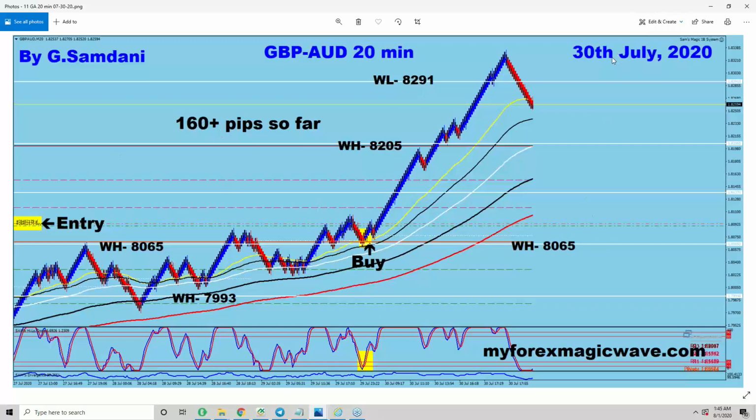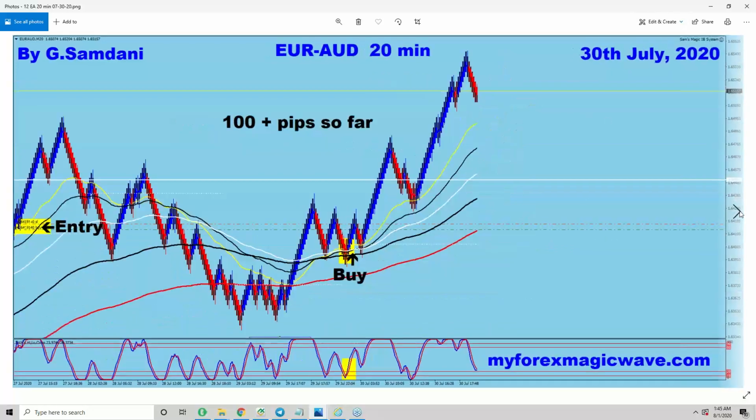This was a small trade here, and then entry, and from here it took off, a big one. 160 pip on the 30th. On Thursday, Euro Aussie on the 30th, 100 pip again from here to here. This was a very nice entry as well, but it is again from the early 29th all the way to the 30th.